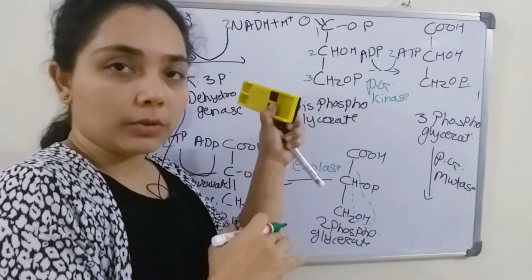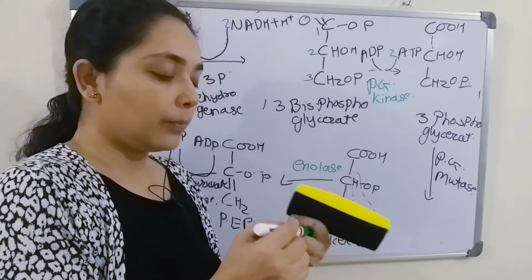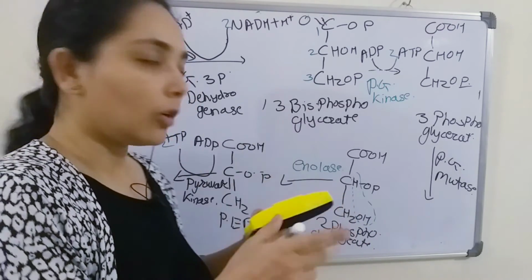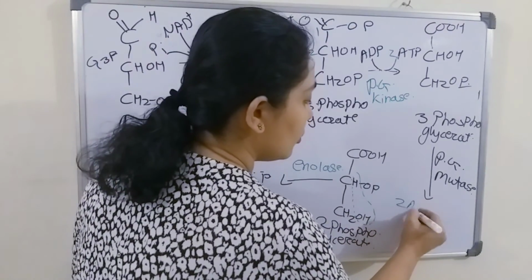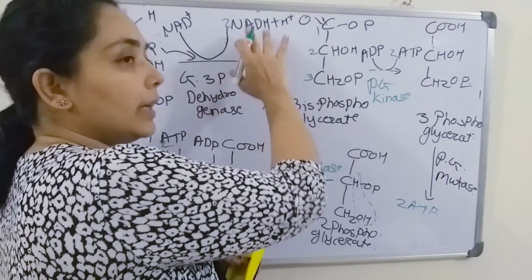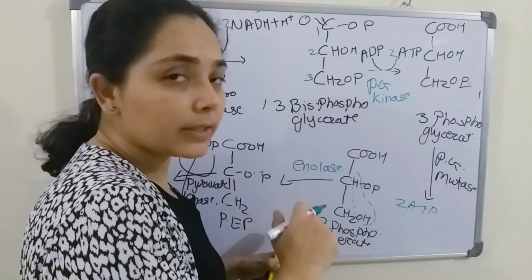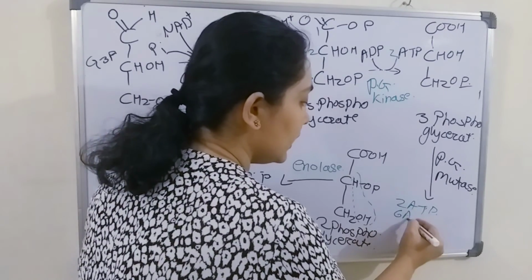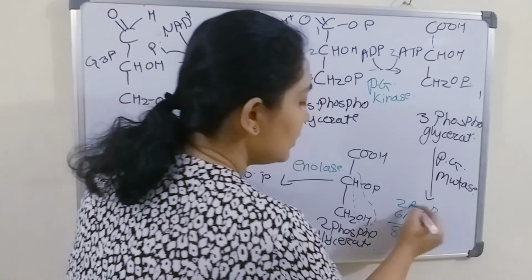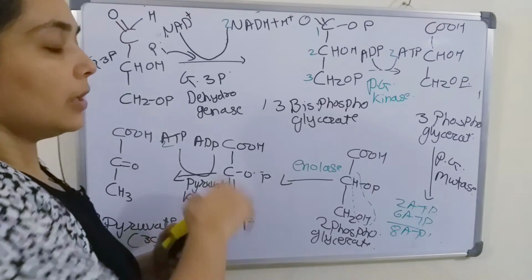But already we have utilized 2 ATP in the preparatory phase. So the net ATP produced during glycolysis is 2 ATP molecules. And for the gross ATP, NADH will enter into the electron transport chain, and from 2 NADH we will generate 6 ATP. So 6 ATP plus 2, that means 8 ATP. This is the gross ATP. Okay, so this is the complete glycolysis process.